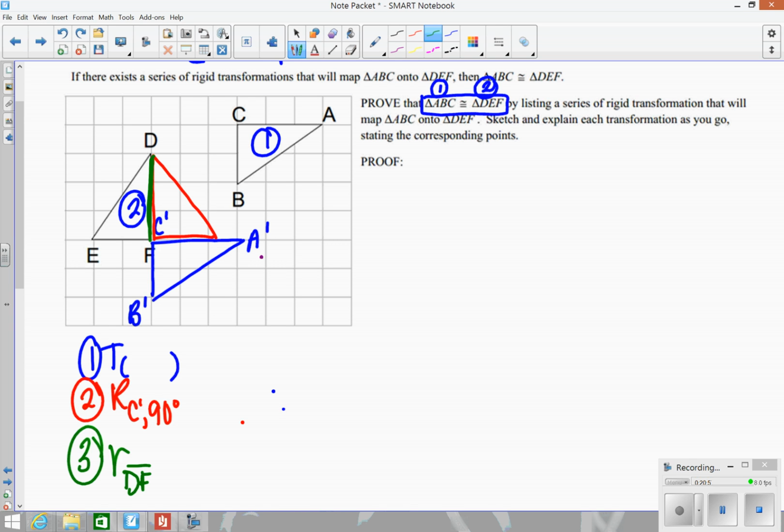When you do the translation, just tell me what you're counting by. Everything else, notice I didn't put an equation or an axis because the grid's just there to be able to count for the translation, but we don't know where the origin is. So we're not going to use any lines. We're just going to say, for the reflection, over segment DF. So go ahead and try those 3 examples, write up the proof using these steps.